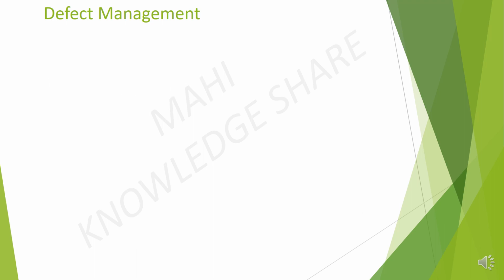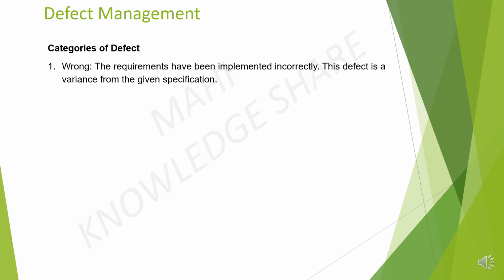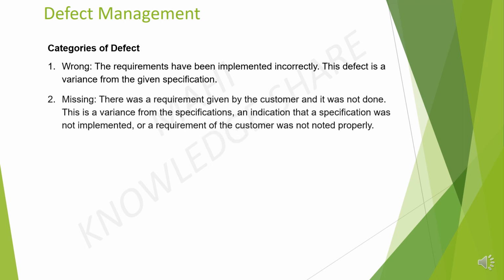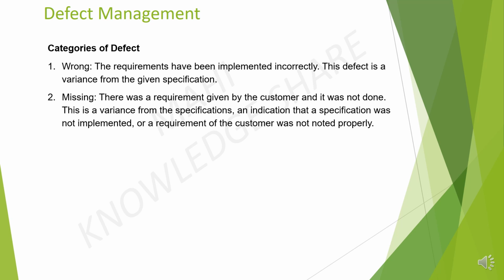Categories of defect. 1. Wrong or incorrect requirement. The requirements have been implemented incorrectly. This defect is a variance from the given specification. 2. Missing. There was a requirement given by the customer and it was not done. This is a variance from the specifications, an indication that a specification was not implemented or a requirement of the customer was not noted properly.